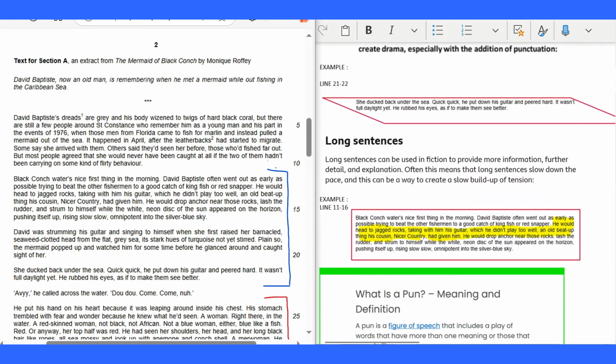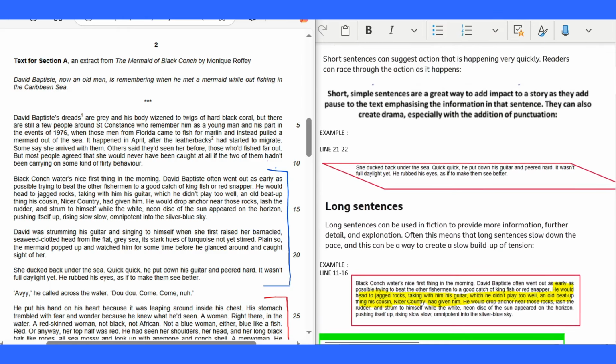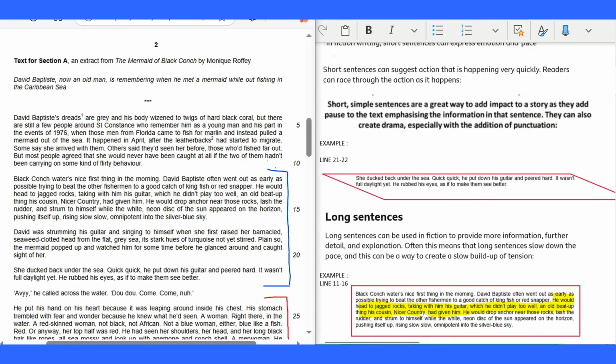While long sentences can be used in fiction to provide more information, further detail and explanation. Like example lines 11 till 16 here. "Black conch, water's nice first thing in the morning." So it's a long sentence all the way up to the omnipotent into the silver blue sky, all the way here. Alright, we hope it's clear.